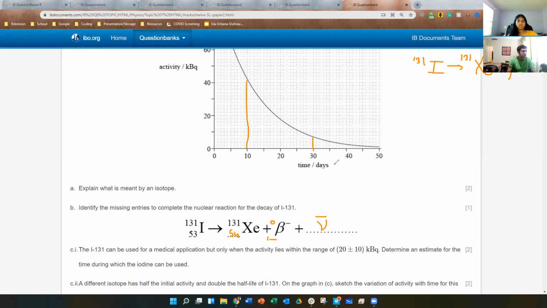Basically in that range. Well, no, that's the days actually. Oh, whoops. Good catch. 20, and then that's 10, and then that's also 10. So determine an estimate for the time during which it can be used.